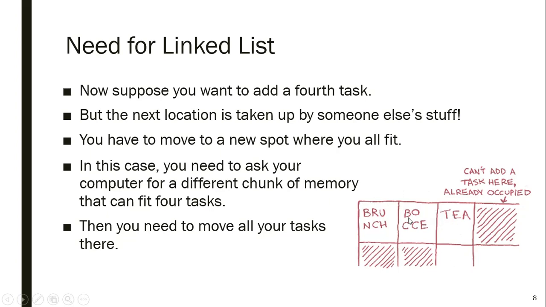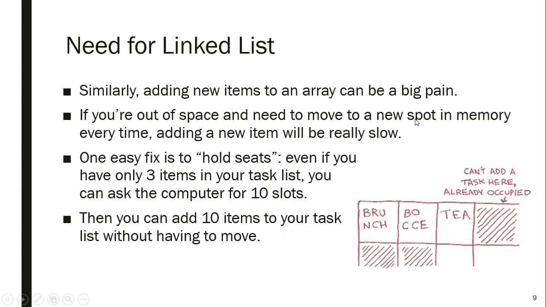In this case we need to ask our memory manager to please locate a new memory location where there is room for 4 elements, and it will relocate, then copy these 3 elements and insert the 4th element. So you have to move our tasks there. Similarly, adding new elements to a list can be a very big pain. If you are out of space and need to move to a new spot in memory every time, adding a new item will be really slow.